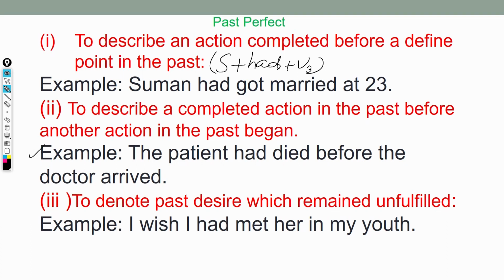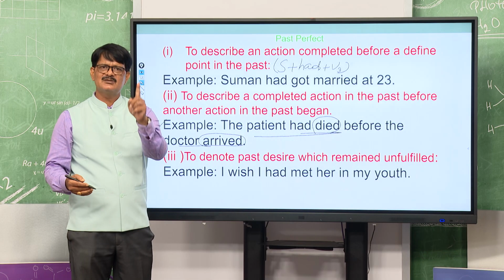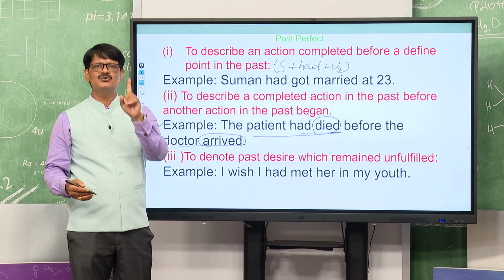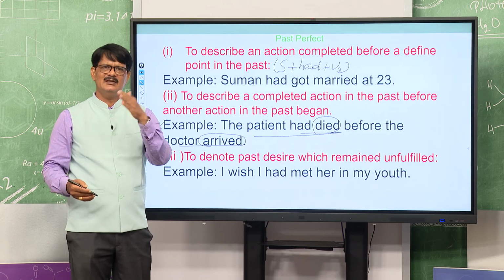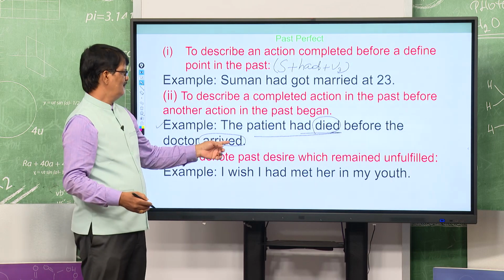You see, the patient had died before the doctor arrived. Two actions: one is the doctor arrived, the other is the patient died. Which is the first one? The first one, the patient died. Which action is the first? There we use past perfect. And the second? Then it will be the past simple.